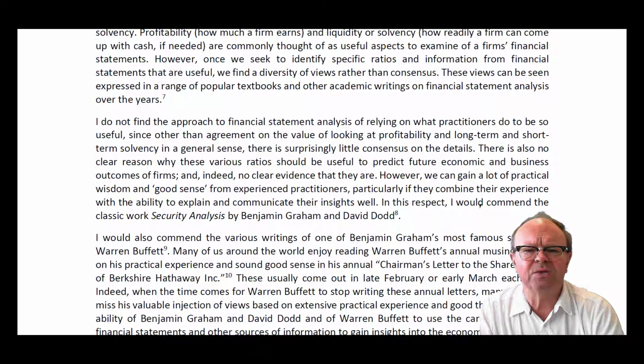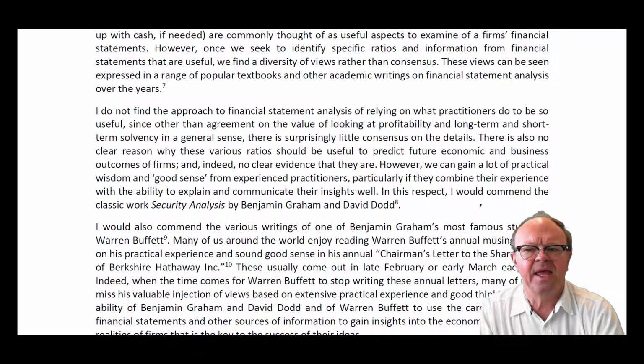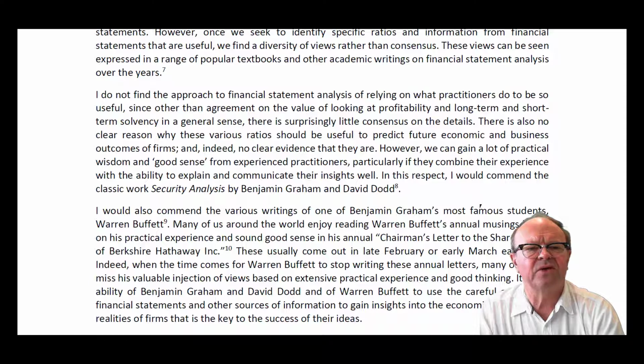However, once we seek to identify specific ratios and information from financial statements that are useful, we find a diversity of views rather than consensus. These views can be seen expressed in a range of popular textbooks and other academic writings on financial statement analysis over the years.